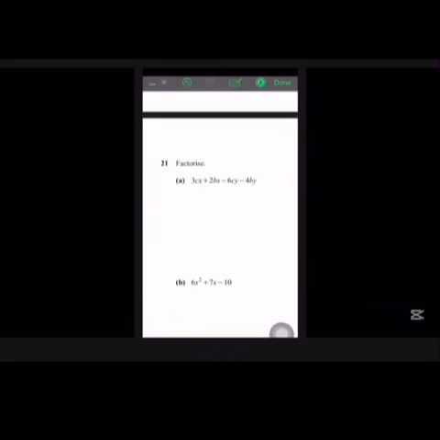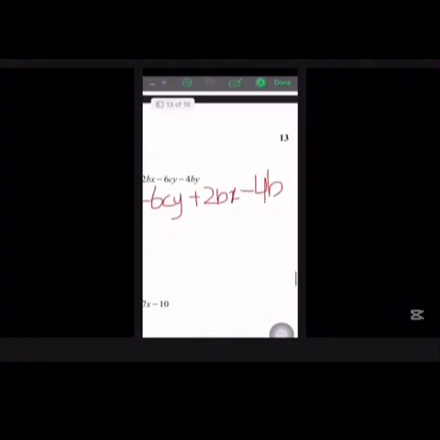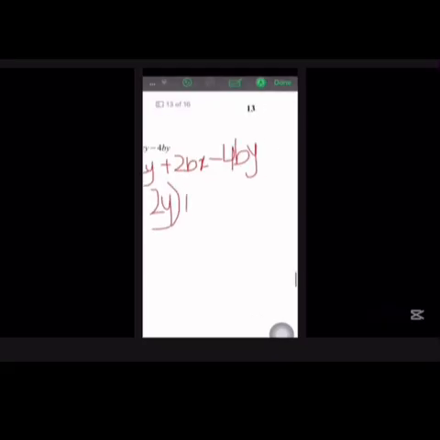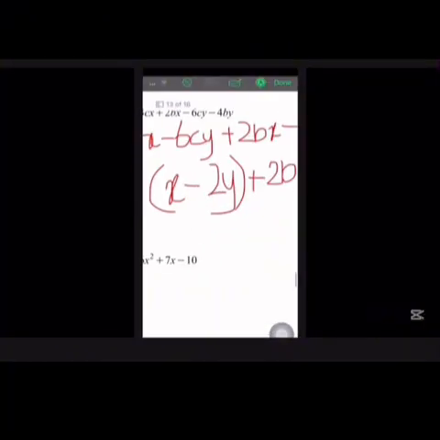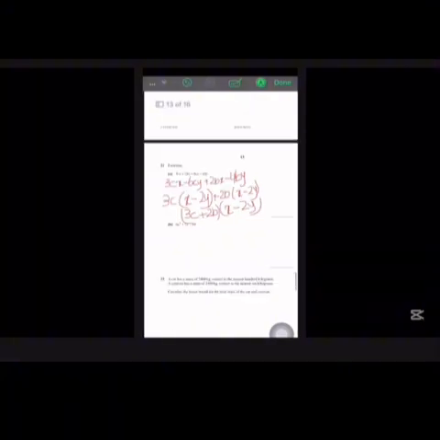Arrange the equation: 3cx minus 6c and then minus 4by. Okay, this is our equation here, and we are going to factorize, like we're going to take the common. So we have 3 common and c common, and then it will be x minus 2y. And on the other side, we have plus 2 common and b common. It will be x minus 2y. So the answer will be (3c plus 2b) times (x minus 2y). This is going to be your answer.